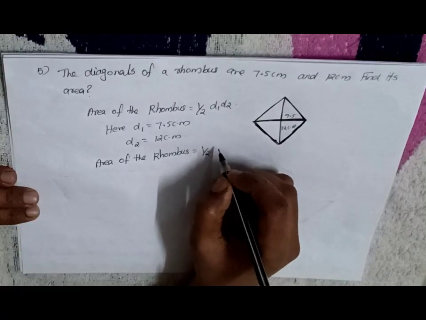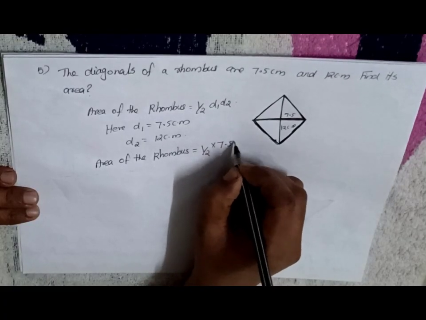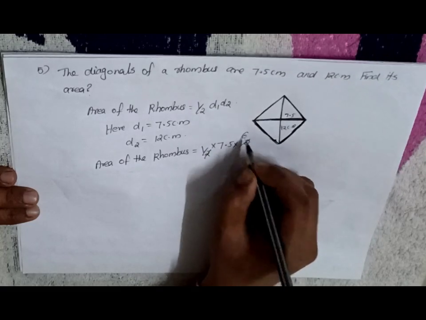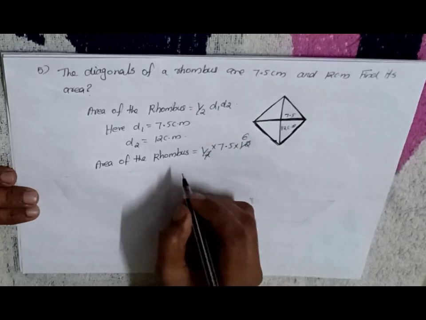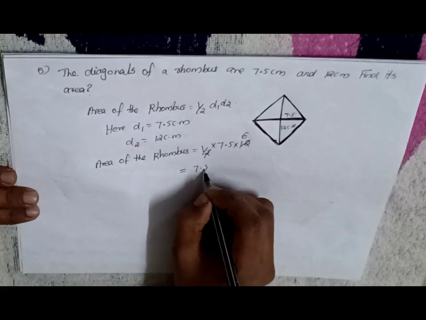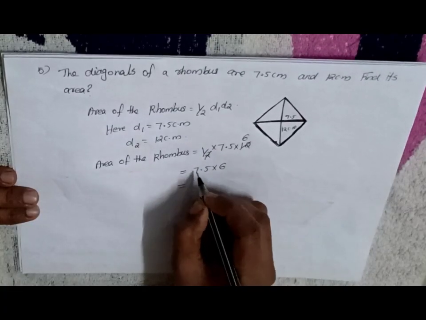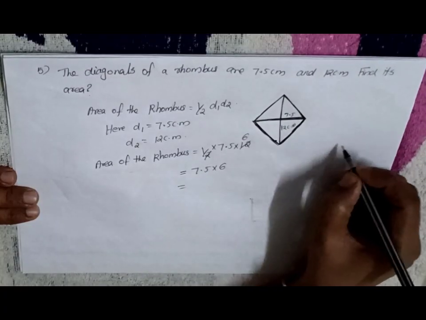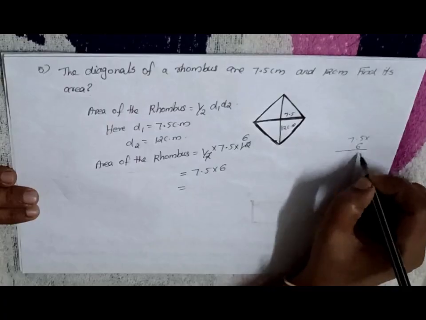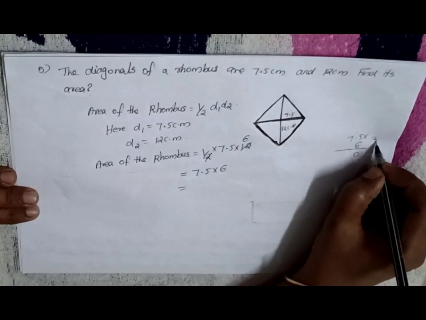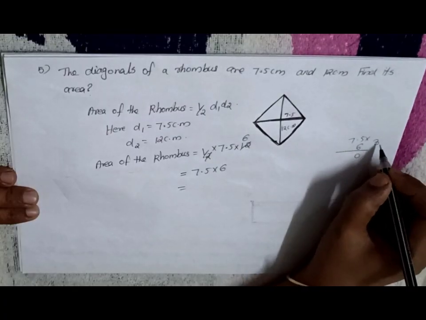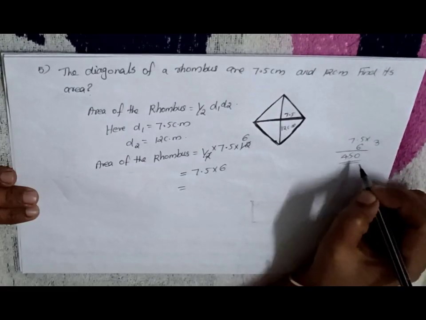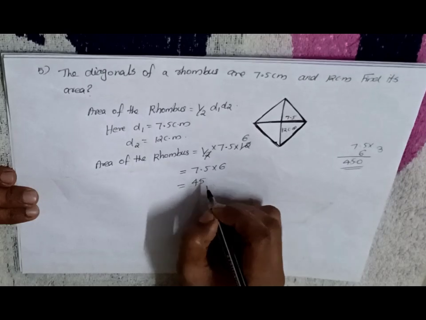Therefore, area of the rhombus equal to half into 7.5 into 12. Then 6 2s are 12. That is 12 divided by 2 equal to 6. That implies 7.5 into 6. 6 5s are 30, remaining 3. 7 6s are 42, 42 plus 3, 45. That is 45 centimeter square.